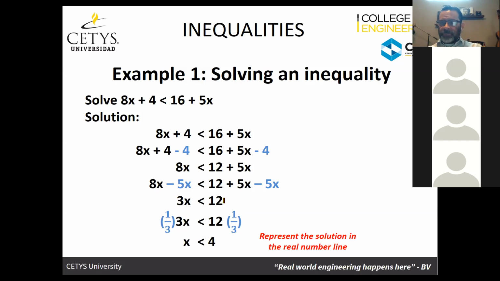When we're adding or subtracting, we don't need to change the symbol. Only when we're multiplying or dividing by a negative number, okay? Does that answer the question, Giselle? Is that okay? Yes, thank you.